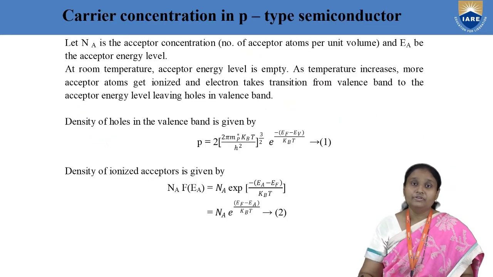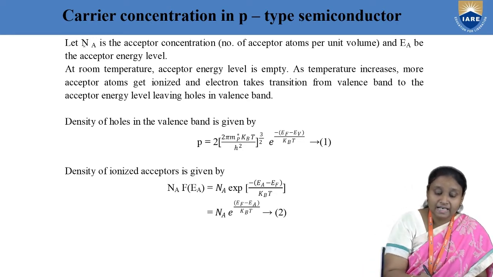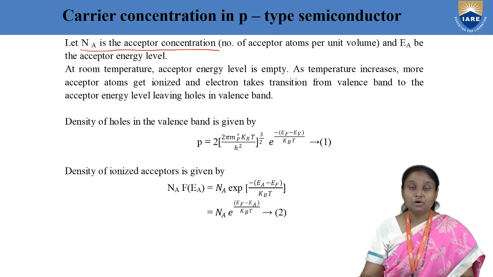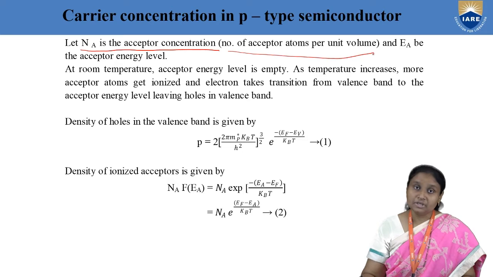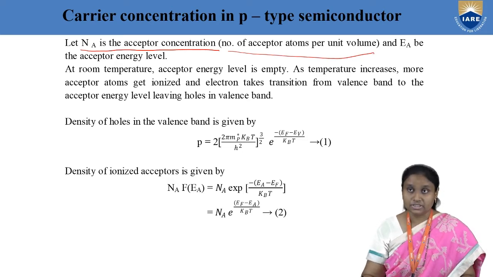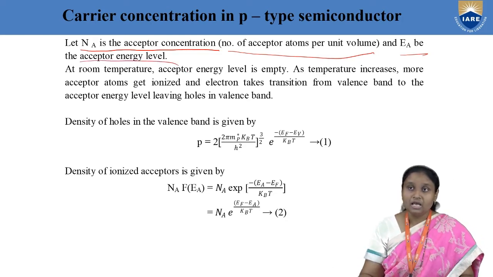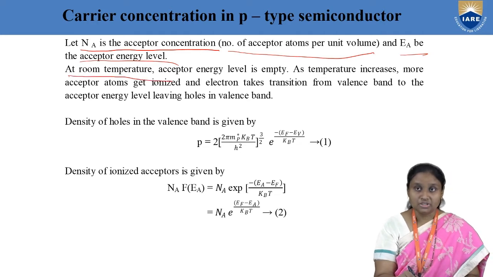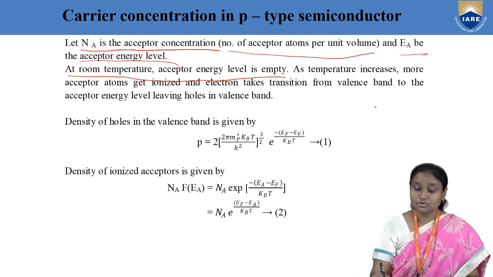So we are trying to derive an expression for carrier concentration in p-type semiconductors. Let Na be the acceptor concentration. What do we mean by acceptor concentration? How many acceptor atoms are being added per unit volume of intrinsic semiconductor is called the acceptor concentration. And of course, EA is our acceptor energy level. We have seen in the previous energy band diagram that the acceptor energy level is close to the valence band. Now we are saying that at room temperature, the acceptor energy level is empty. So if you see this figure, suppose I am drawing this figure again.